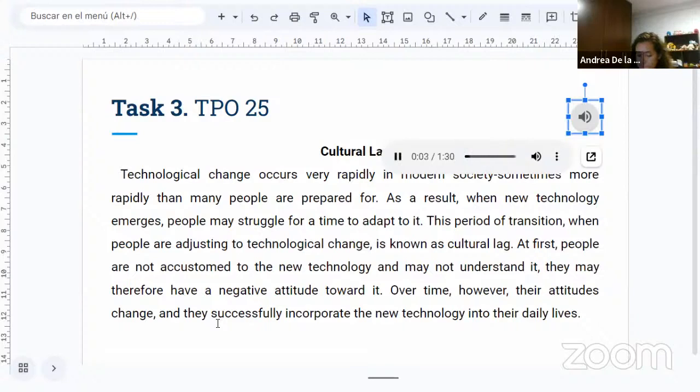Now listen to part of a lecture from a sociology class. Now, the invention of the telephone was revolutionary. It was a much easier and faster way of communicating than anything else available at the time.